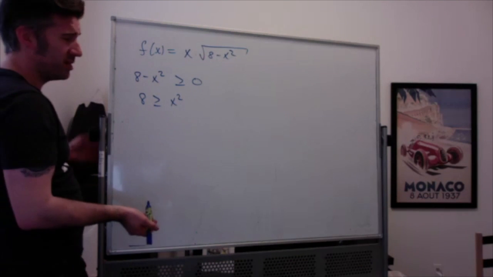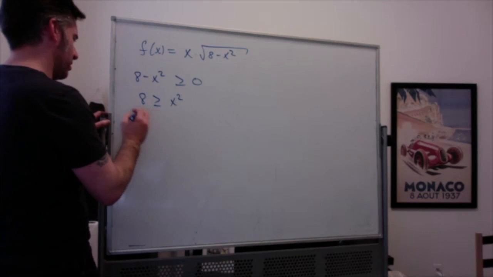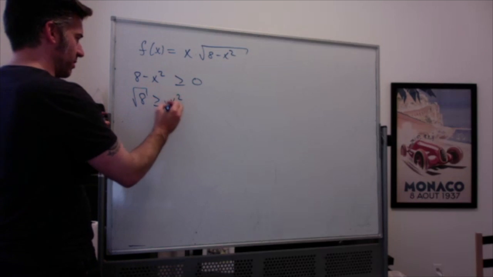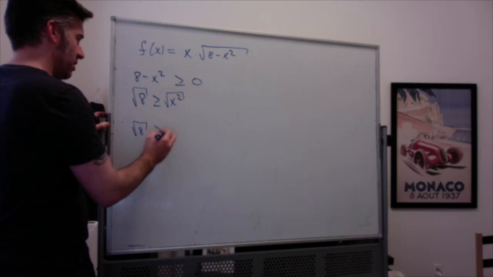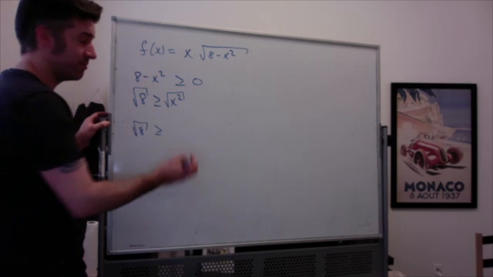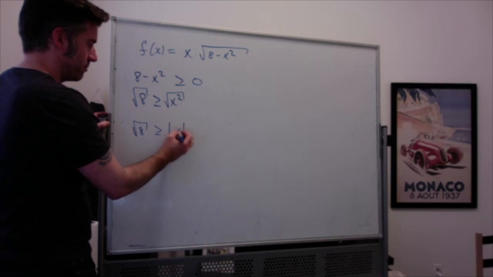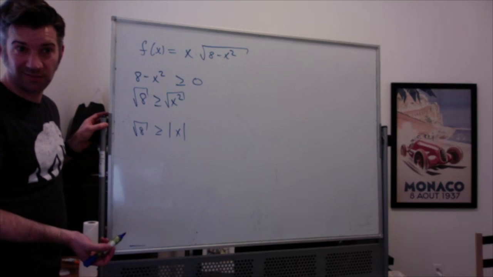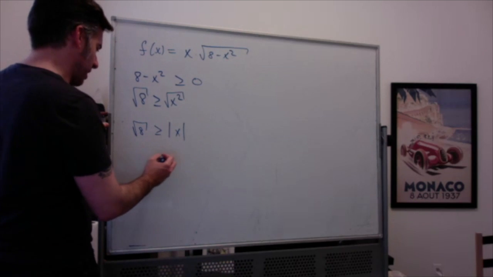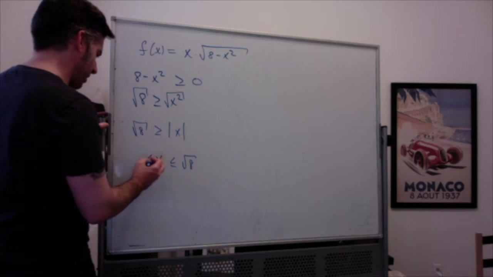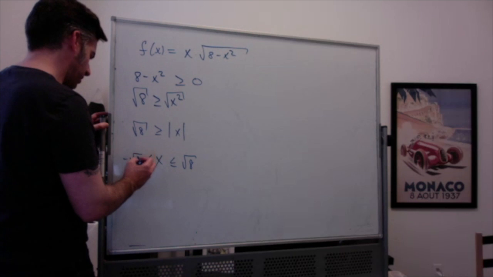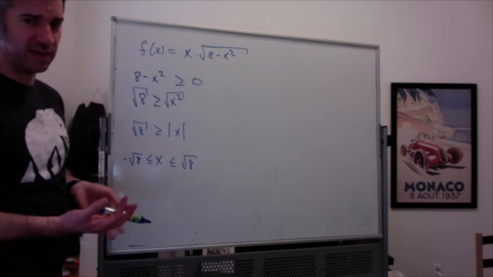So there's a couple ways you can do this. I'm partial to saying the square root of 8 is bigger than or equal to the square root of x squared. The square root of x squared is the absolute value of x. So that means that x has to be less than or equal to the square root of 8, bigger than or equal to the negative square root of 8. And again, I think this makes sense, right? If x is between those, it's fine.